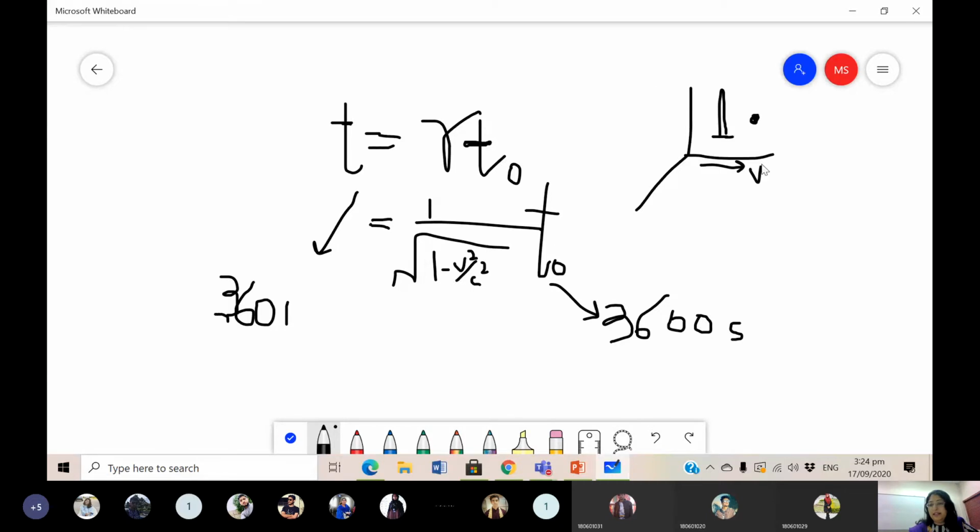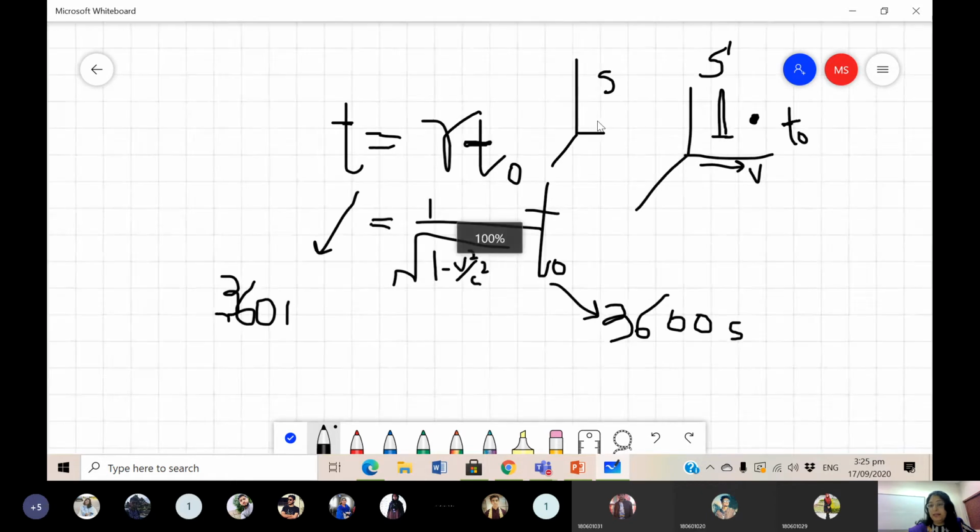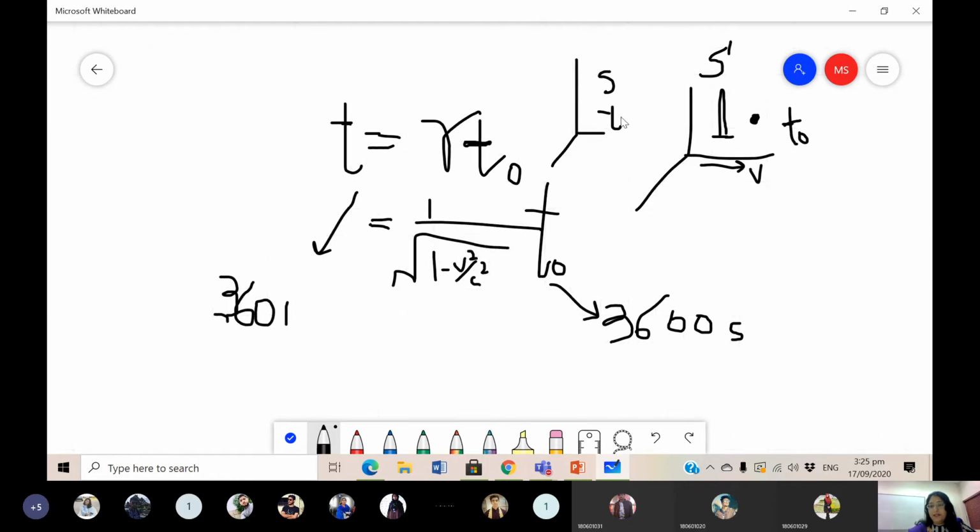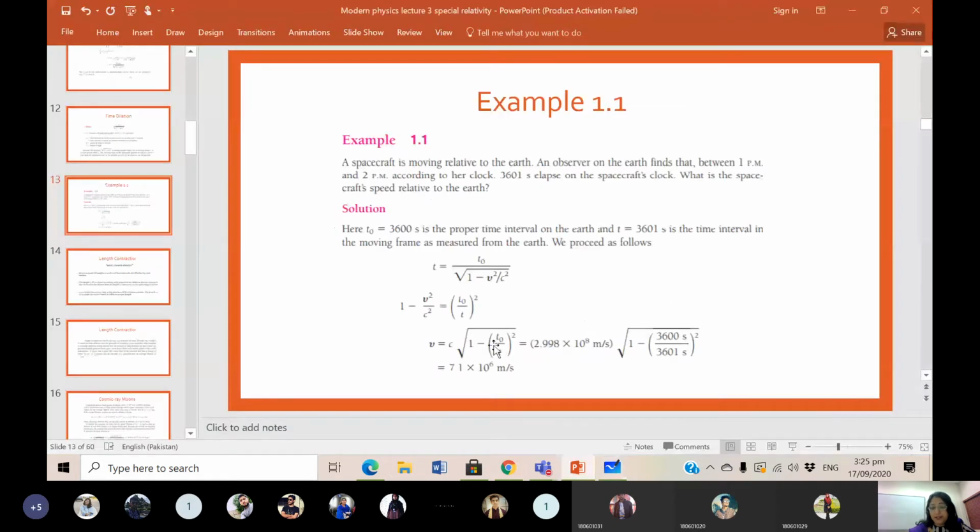So if this is moving with velocity v and we have another frame, this is our S frame, this is our S dash frame. The proper time will be this T0 that's seen by the observer in the same frame as the event taking place. And this observer sees T, which is gamma T0. So in this example, you just have to plug in the numbers. You put T0 as 3600. You make T the subject. We have the time dilation formula, so make T the subject of the formula, and then you will get the velocity v, which is 7.1 times 10 raised to the power 6 meters per second, which is less than the speed of light.